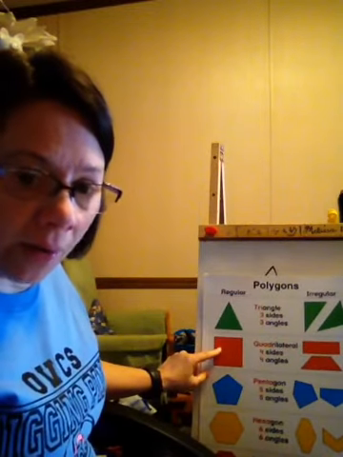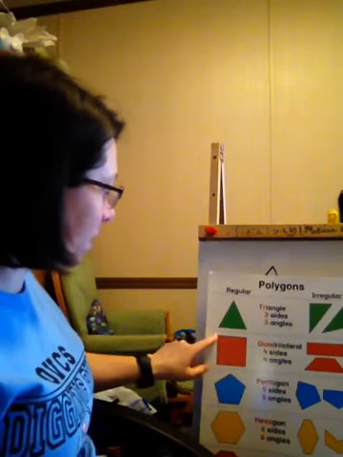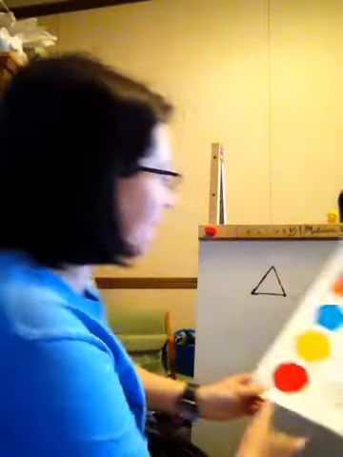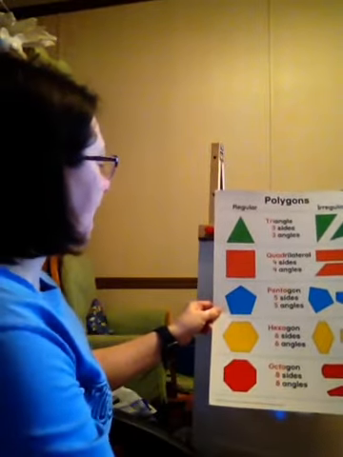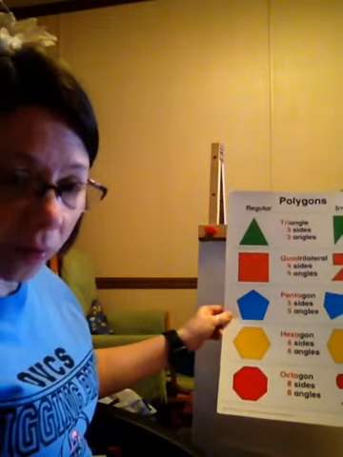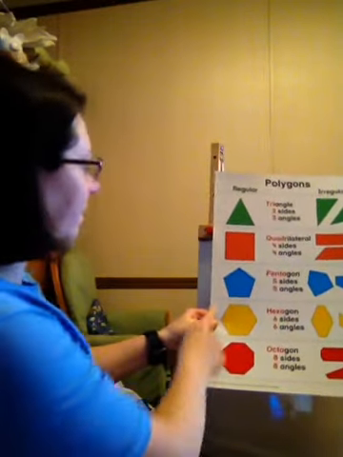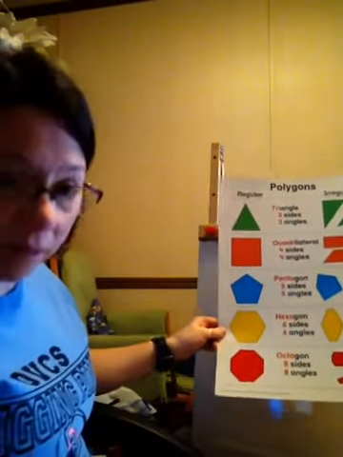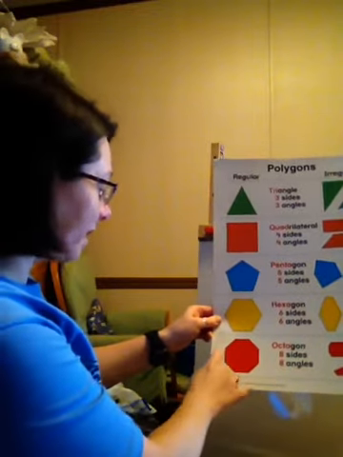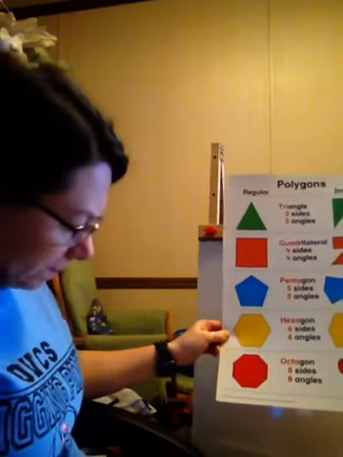A quadrilateral. 4 sides, or 4 line segments, 4 angles, and 4 vertices. We have a pentagon, and it has 5 line segments, 5 sides, 5 angles, 5 vertices. Penta meaning 5. Hexa means 6. 6 sides, 6 angles, 6 vertices. Octagon means 8. 8 sides, 8 angles, 8 vertices.